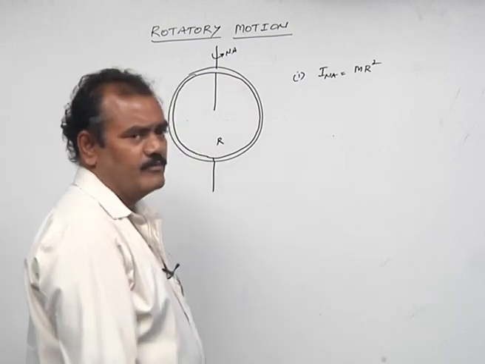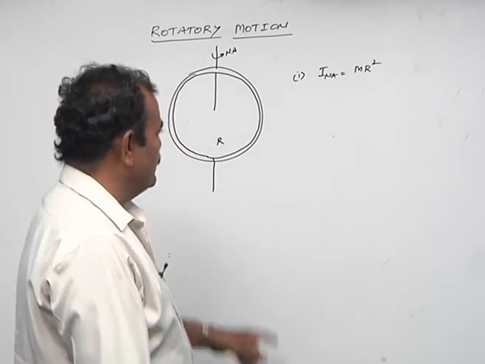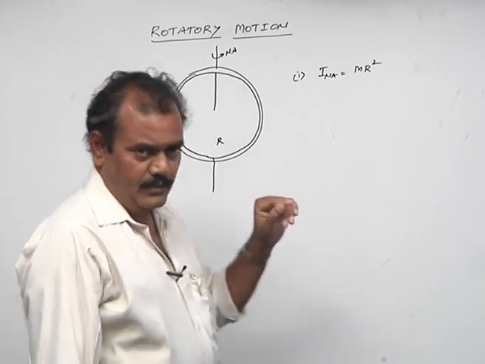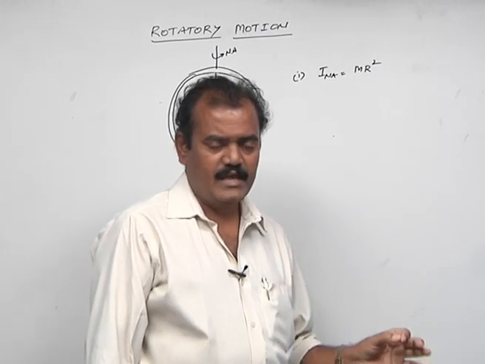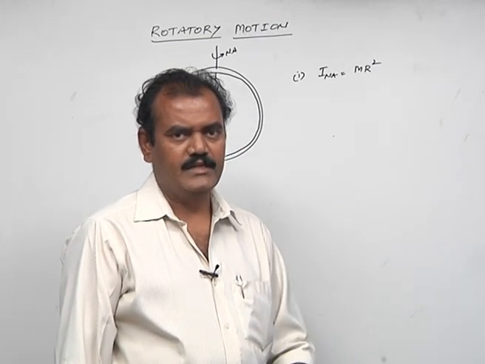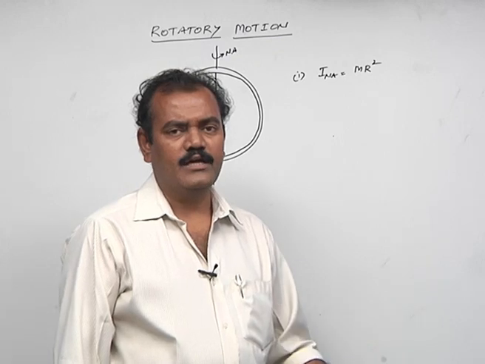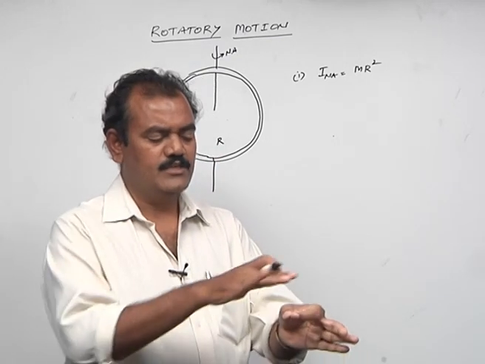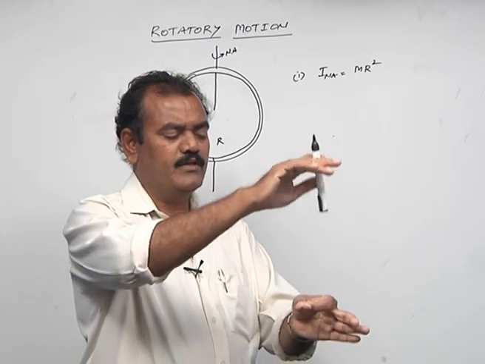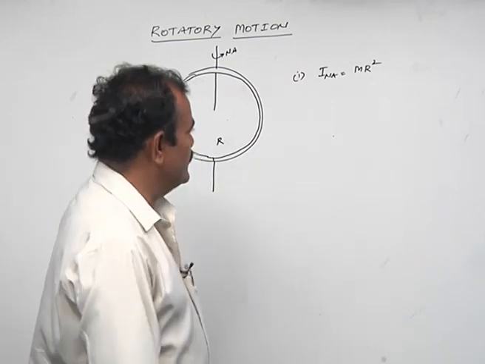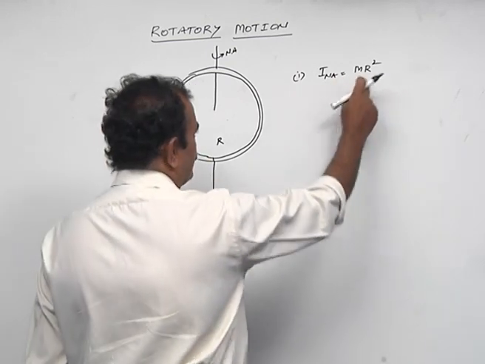And again, if you want to find out about the diametrical axis, once again I repeat, the natural axis in this case is an axis passing through the center and perpendicular to the plane of the ring. Perpendicular to the plane of the ring means like this. So INA is equal to MR square.